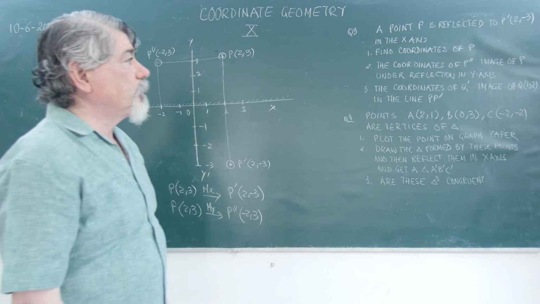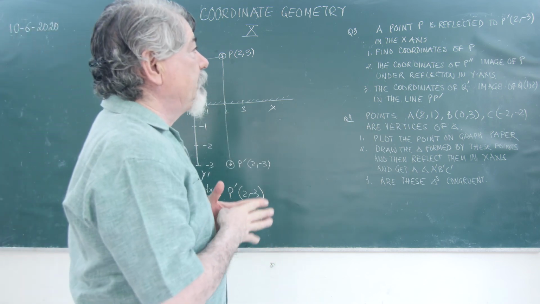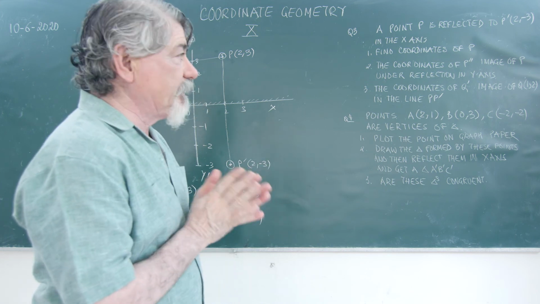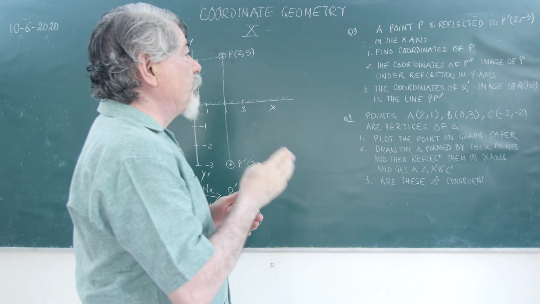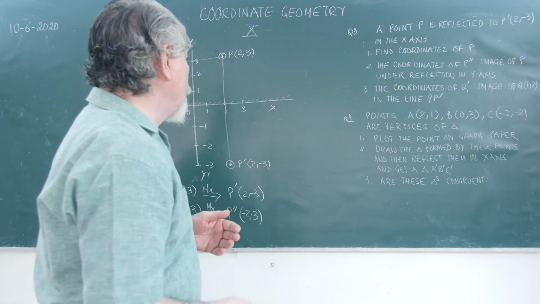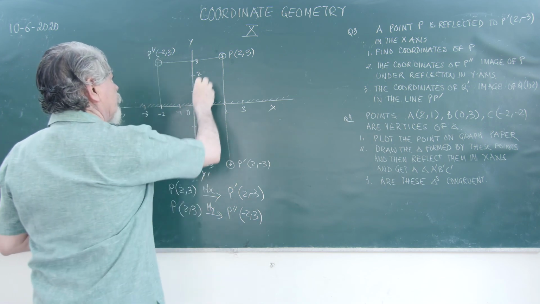Now the coordinates of P double dash, the image of P under reflection in the y-axis, we've got that. Now he wants to find the coordinates of Q dash, image of Q 1, 2. Where is 1, 2? Here is 1, 2.